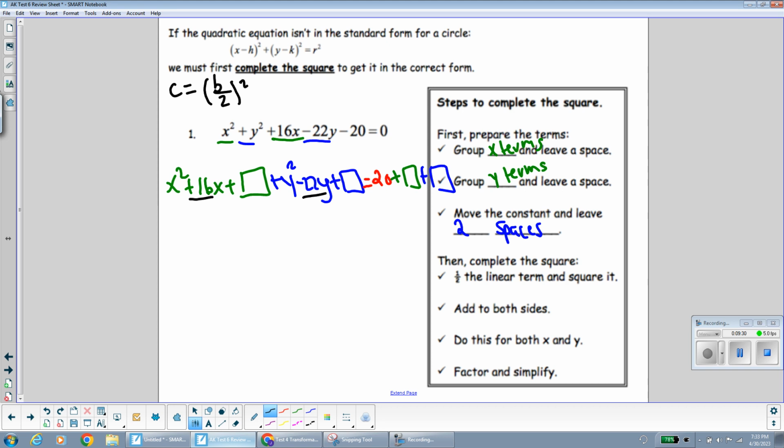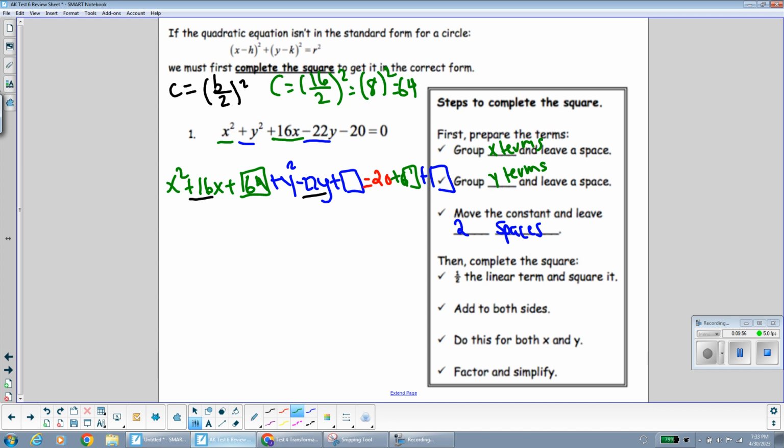Let's complete the square for the x terms first. So I'm just going to keep using green for the x terms. So when I plug in, I have 16 over 2 squared. That's 8 squared. So that gives us 64. So 64 is the number that completes the square. If I add it to this side, I'm also going to add it to this side to keep our equation balanced. So the 64, now the 69.